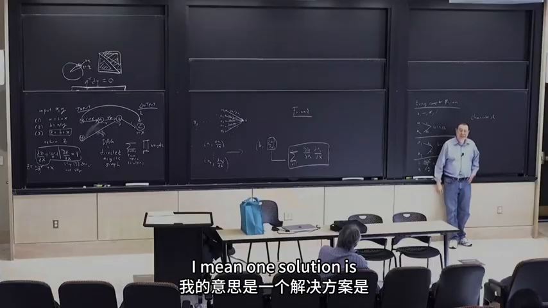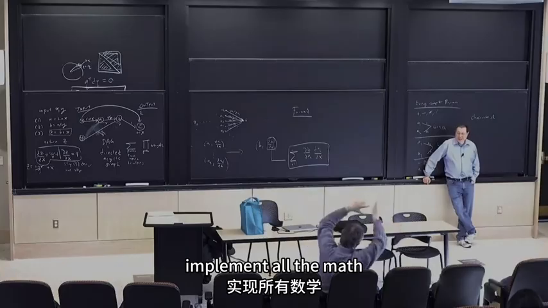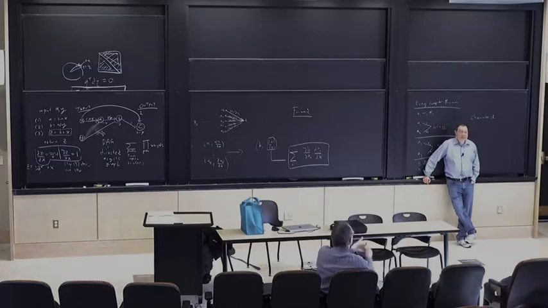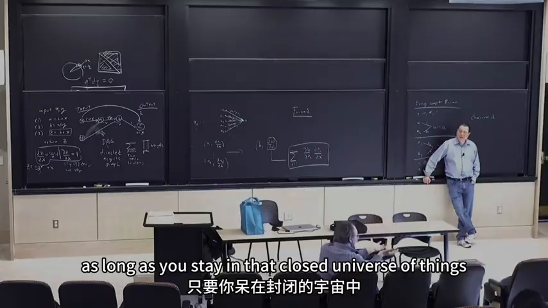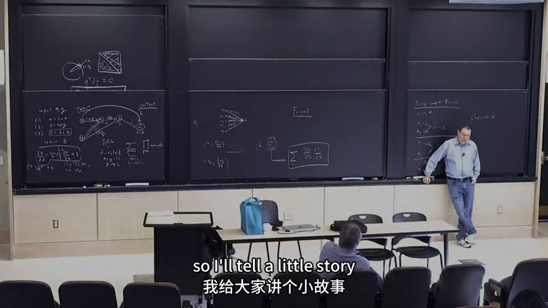Well, one solution is if you're Google and you just hired a small army of engineers to re-implement all the math libraries you ever need in JAX, which is basically they re-implement NumPy, they re-implement half of SciPy, and so forth, and then as long as you stay in that closed universe of things that people have written derivative rules for, you're fine. So I'll tell a little story.